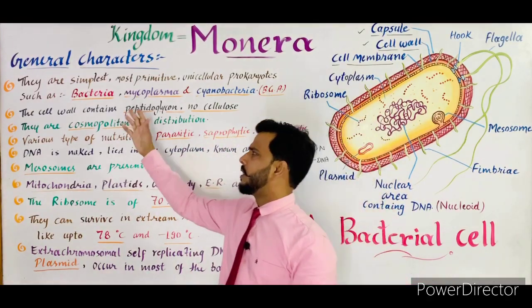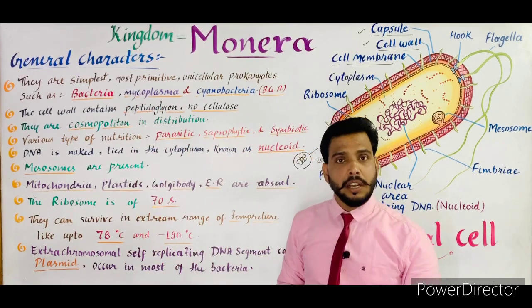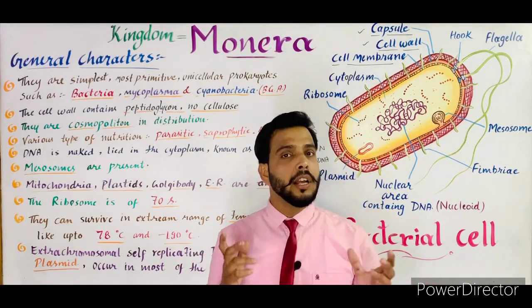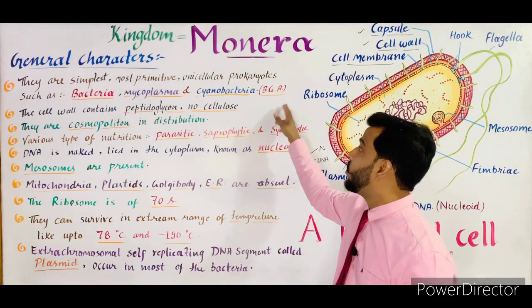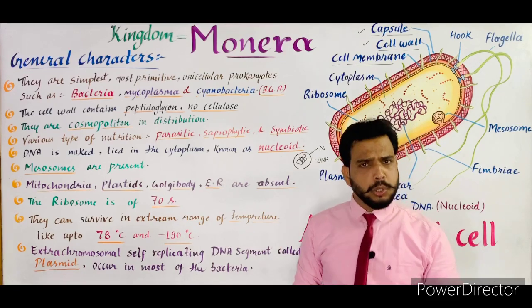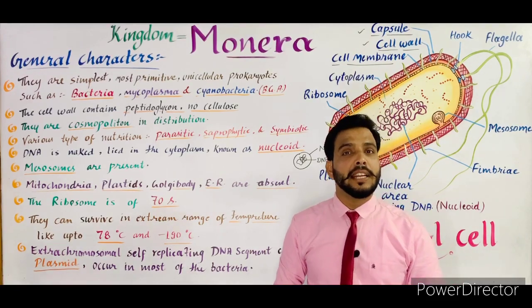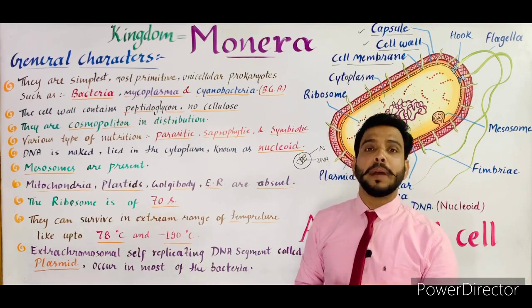Next, examples are bacteria, mycoplasma and cyanobacteria, and the members of cyanobacteria are also known as BGA, meaning blue-green algae. These members are also microscopic, meaning they can't be seen with the naked eye, they are only visible with the help of a microscope.